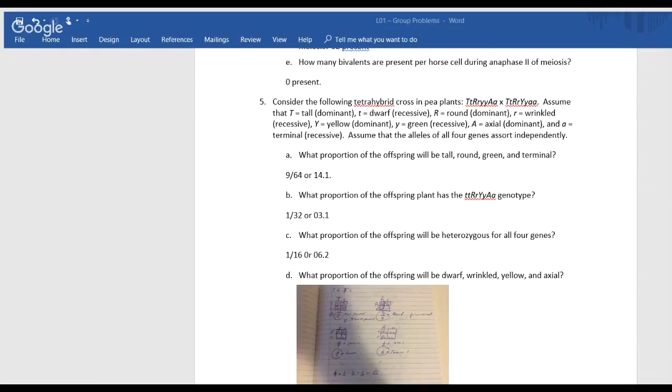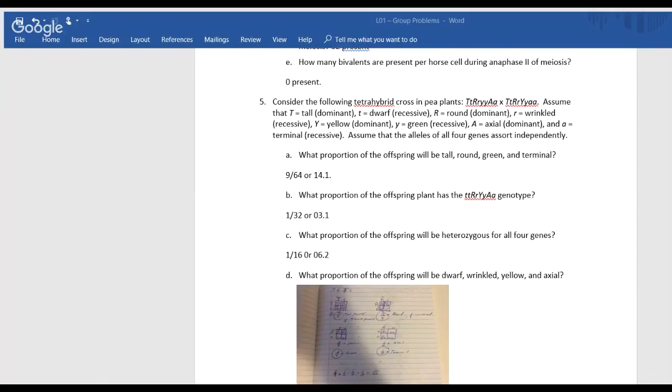Same song with this. So we're looking for the genotype in this one. Genotype's not the phenotype, so we add up the genotypes, which is not the dominant mass or the homozygous recessive traits. So we add them together. So it's going to be 1 over 32, and you're dividing, which is going to give you 0.3.1.